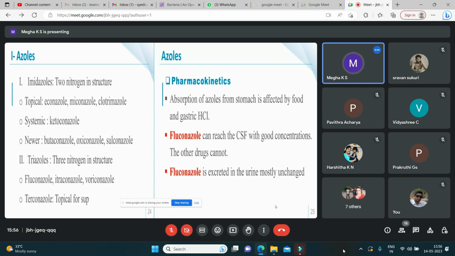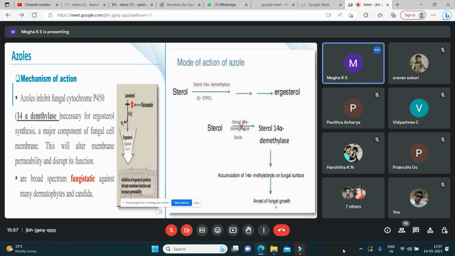Absorption of azoles from the stomach is affected by food and gastric HCl. Fluconazole can reach the CSF with good concentration. The other drugs cannot. Fluconazole is excreted in the urine, mostly unchanged.